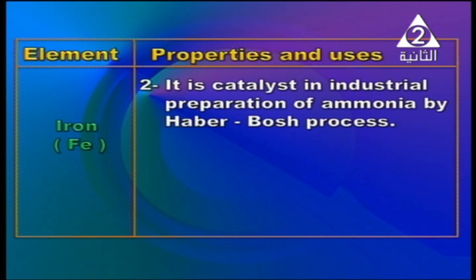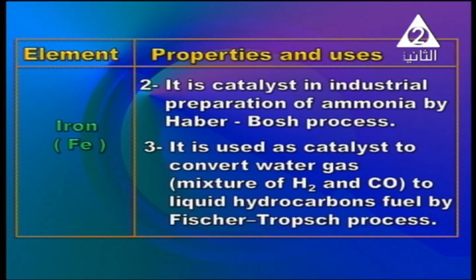Iron can be used as a catalyst for the industrial preparation of ammonia by a process called the Haber-Bosch process. And it can also be used as a catalyst to convert water gas, which is a mixture of hydrogen and carbon monoxide, to liquid hydrocarbon fuel by a process called the Fischer-Tropsch process.